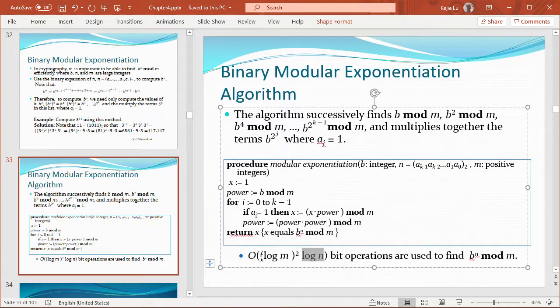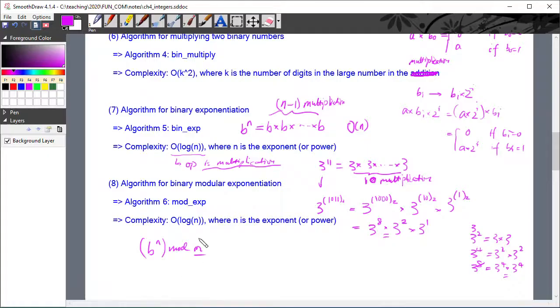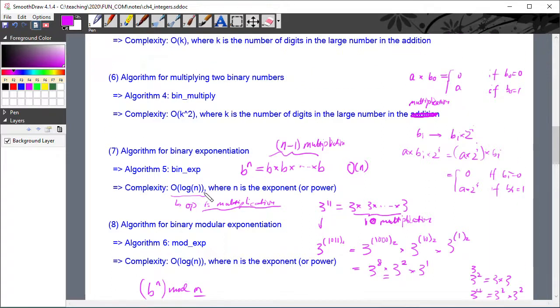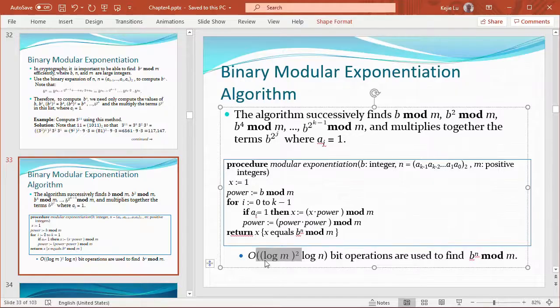But in this case, apparently the author was using this log m squared. So this is because we are using different units, right? When we are using this big O log n, the operation is multiplication. So if you want to consider the multiplication complexity, you can take into consideration that if we want to do the binary multiplication, the complexity is big O k squared, where k is the number of digits. So that is why here in the lecture slides, you can find this log m squared.